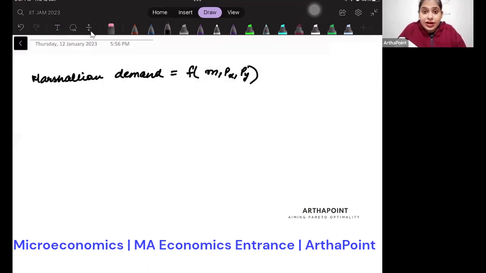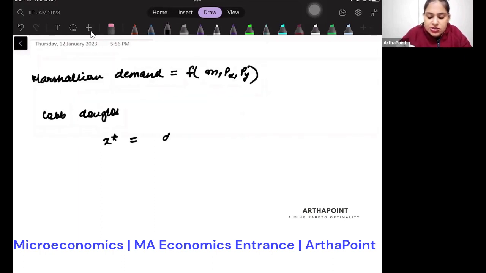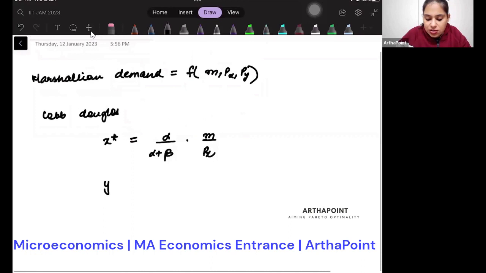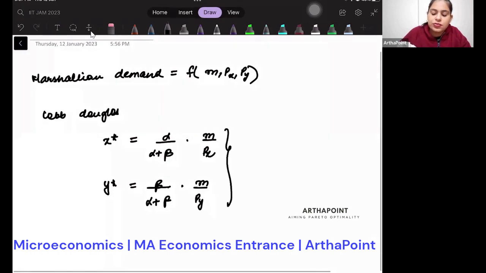We saw it for different kinds of goods, and I've also posted some videos about other kinds of goods. For example, for Cobb-Douglas goods, the demand function X star is alpha upon alpha plus beta, m by px, and Y star is beta upon alpha plus beta, m by py. This is what we saw.